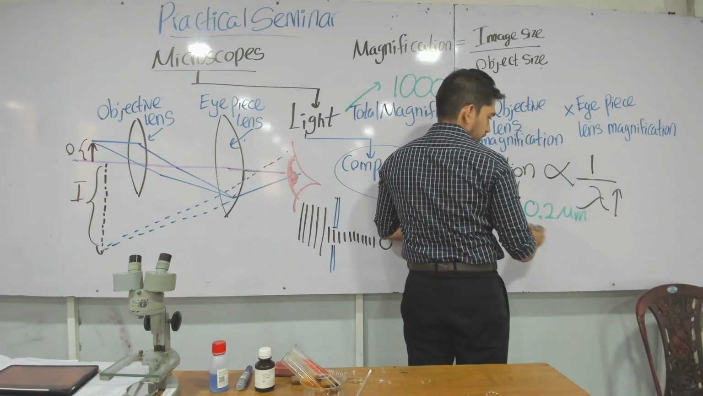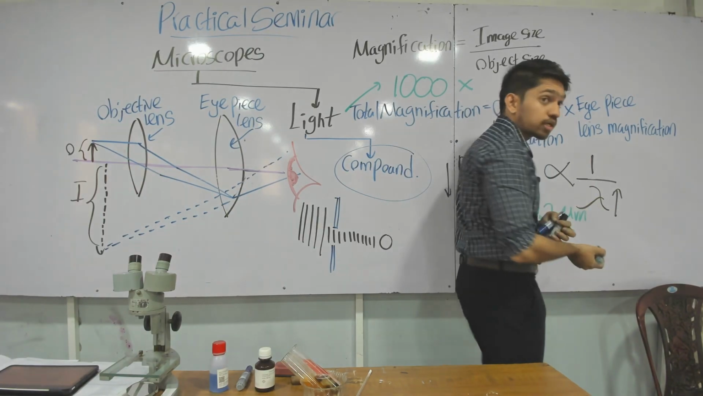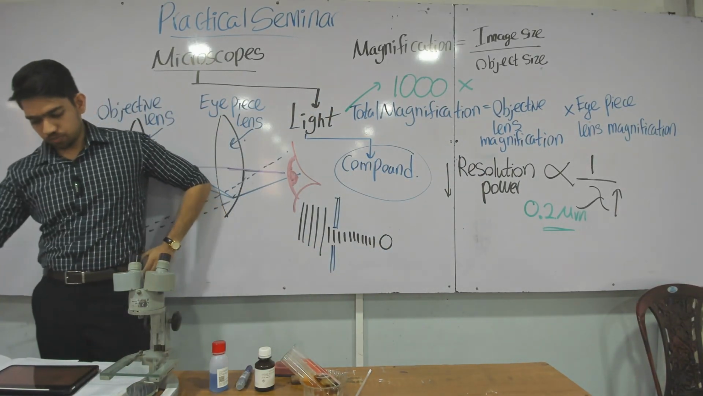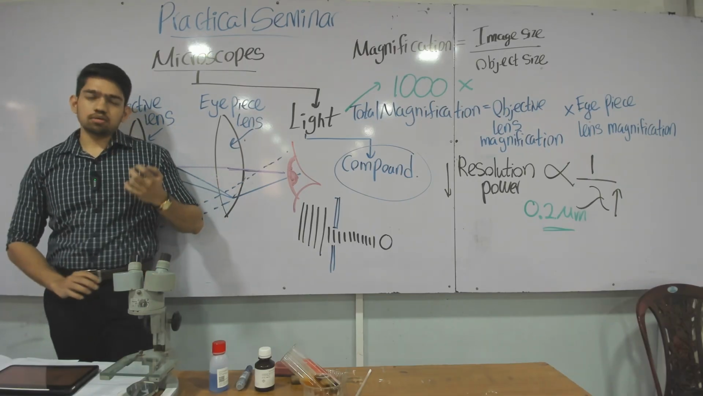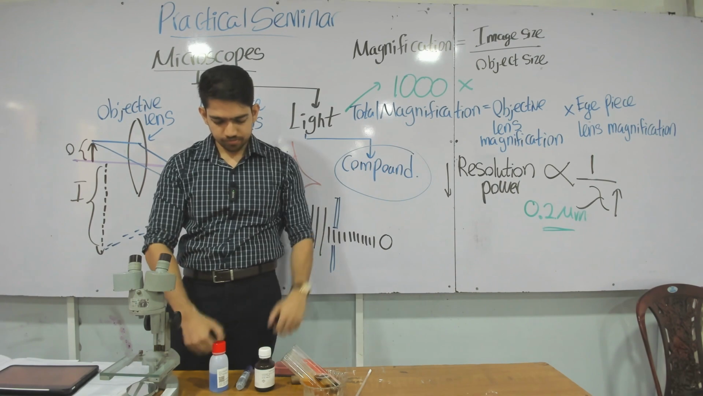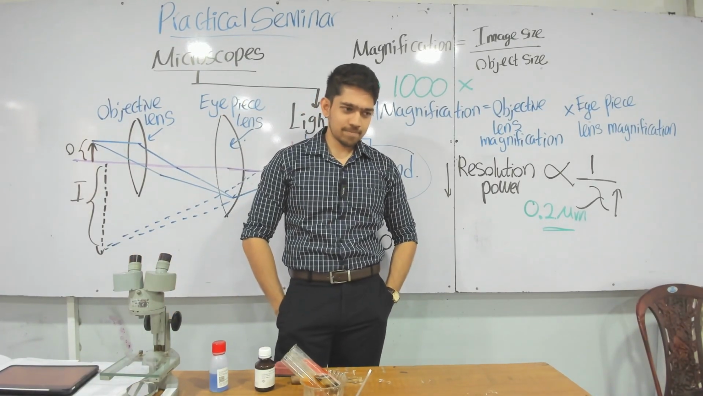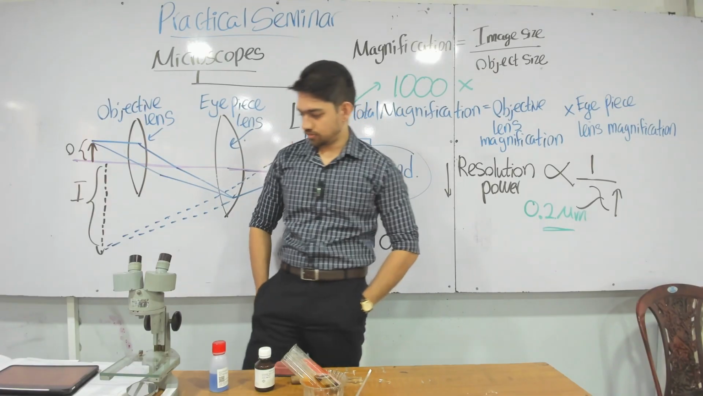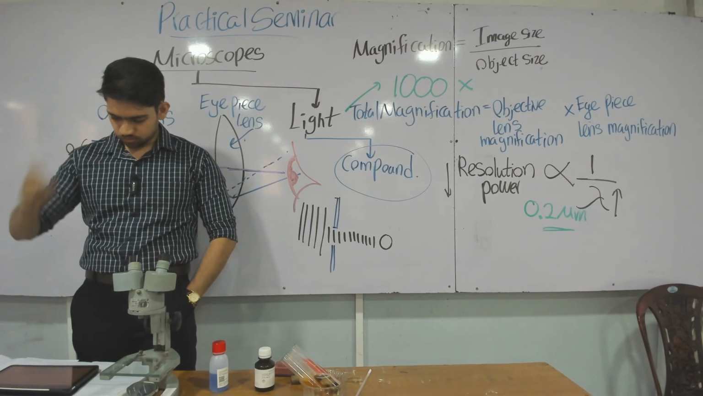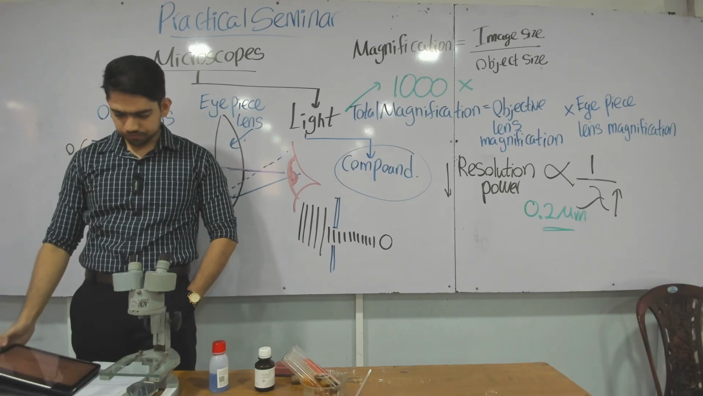The resolution power of the light microscope, this is the value: 0.2 micrometers. Beyond 0.2 micrometers, you cannot see clearly using light. Resolution power of the light microscope is 0.2 micrometers. So beyond that, you can magnify, but it's no use. Clear?